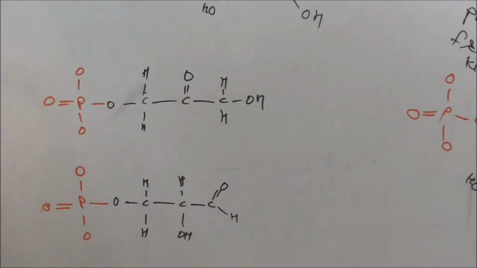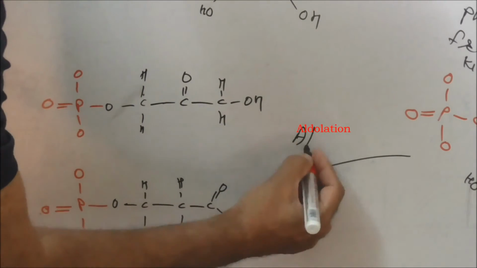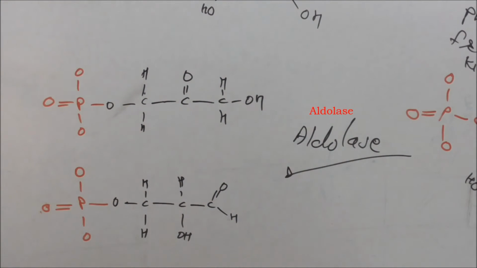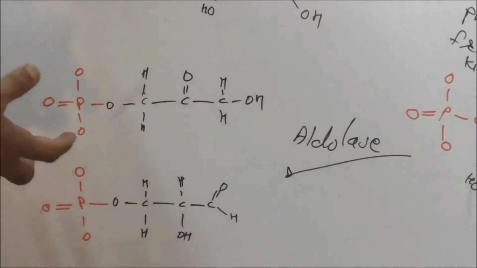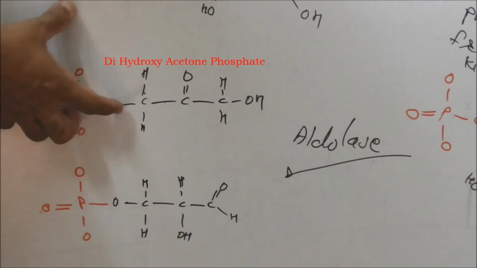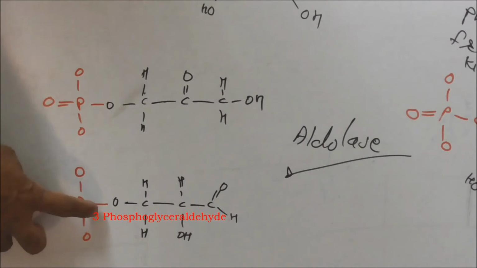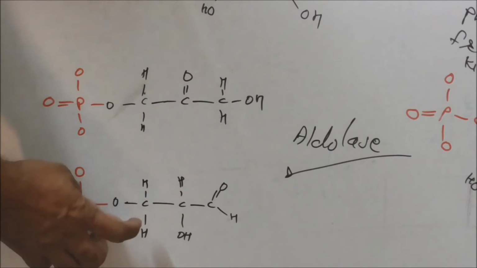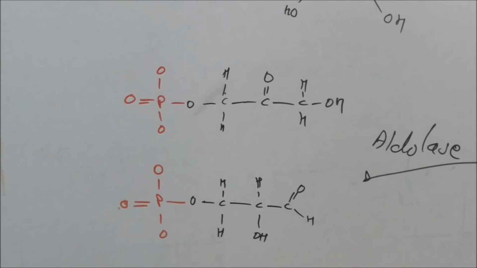Now, fructose 1,6-biphosphate is subjected to the action of an enzyme aldolase, which breaks this molecule into two halves. This part of the molecule will be separated, this part of the molecule will be separated, and it will be made into dihydroxyacetone phosphate and phosphoglyceraldehyde. This becomes 3-phosphoglyceraldehyde because the phosphate group is in the 3rd carbon position. So 3-phosphoglyceraldehyde and dihydroxyacetone phosphate are the two products of this.